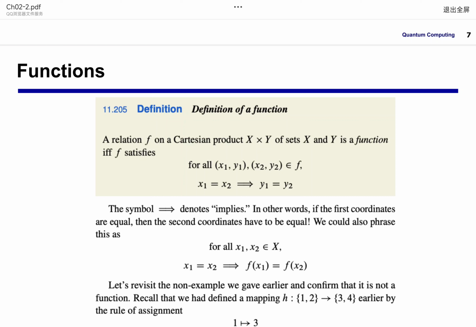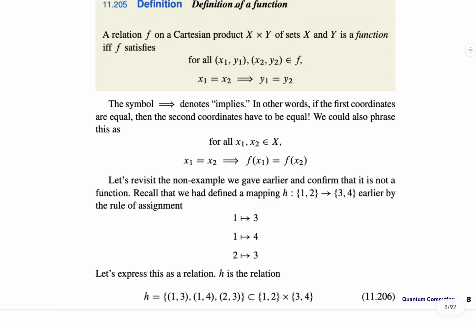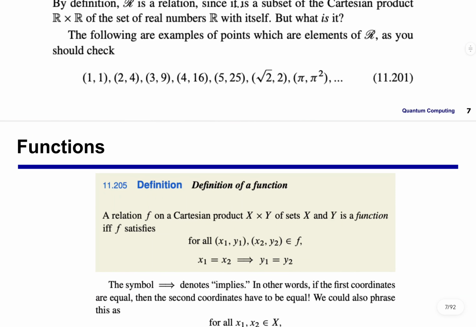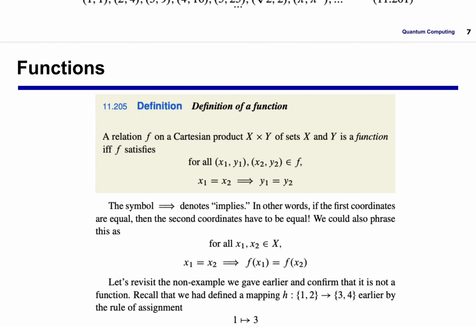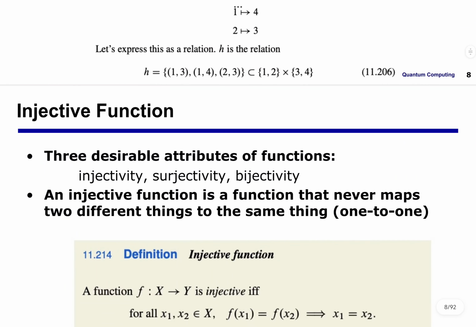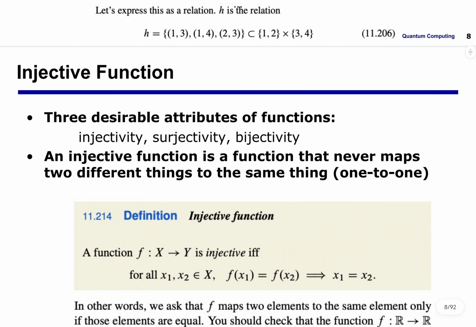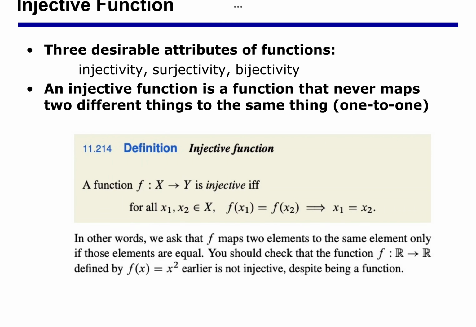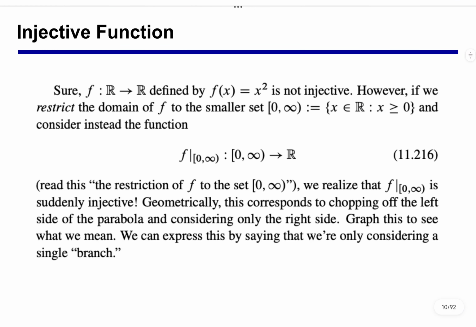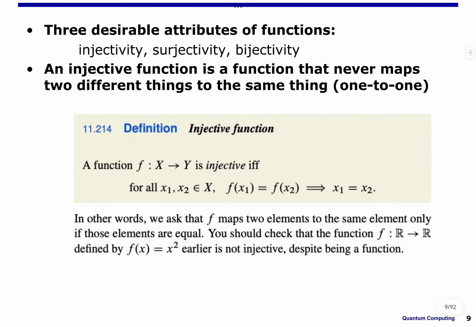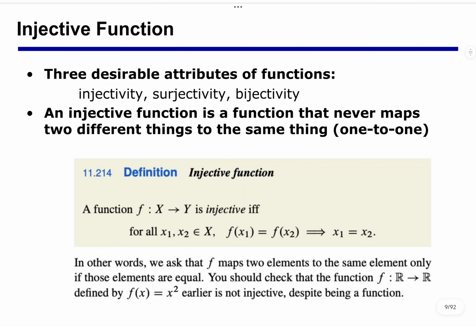A relation within the product is a function if and only if each input has exactly one output. The basic definition of a function means that we need only one-to-one, not one-to-many. Injective function: injective means it never maps different inputs to the same output. So this is one to one, not many to one or one to many.